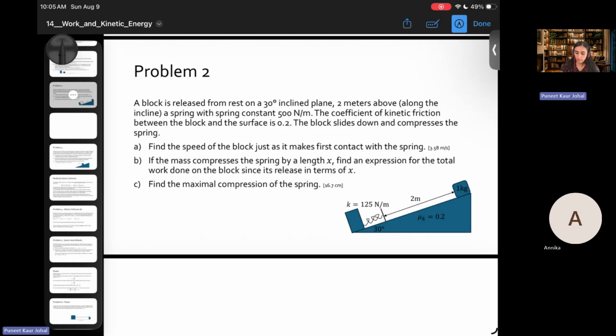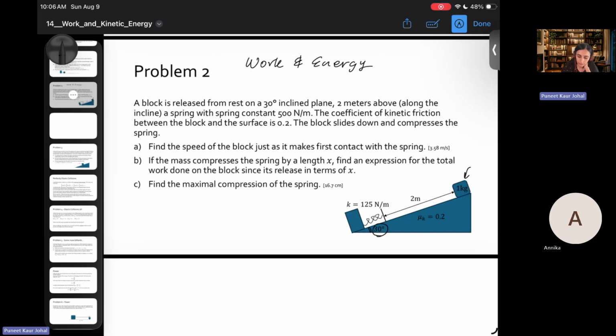So remember our chapter is related to work and energy. So we're going to be doing the work-energy theorem probably to solve this. There could be some kinematics, but let's see if we're able to just do it with work and energy. There is a block here, mass 1 kg, released from rest. The angle of the incline is 30 degrees.